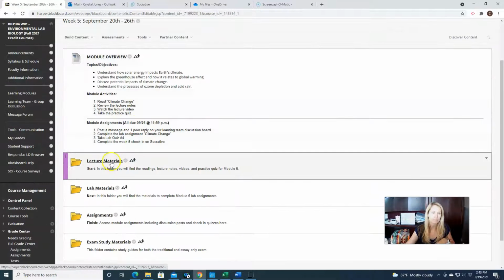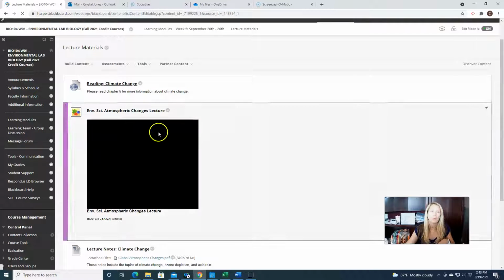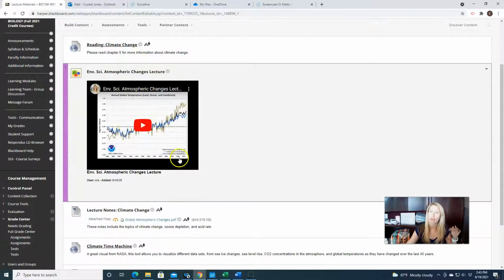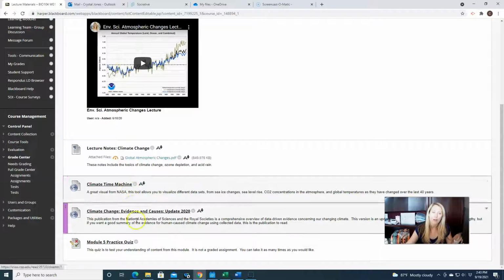As far as materials go this week, we have a reading on climate change, a lecture, my lecture notes. I also have some other additional resources which I just think help you to visualize the problem better. So one is something called a climate time machine, which is kind of cool. It actually gives you these great visual images of how things have changed according to the data over time, which is really compelling. And then also, this is a fairly short read, this Climate Change Evidence and Causes.